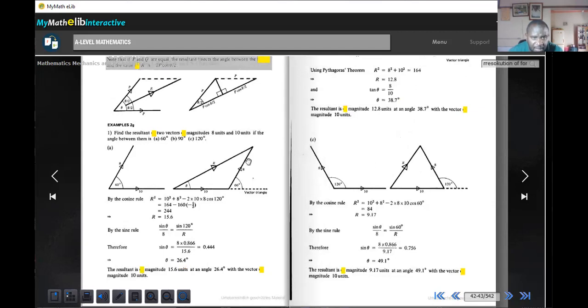As you take this one, I'm going to look at this very example. I'll need you to just tell me what the answers are and what the dimensions are. Find the resultant of two vectors of forces, 8 newtons and 10 newtons, if the angle between them is 60.